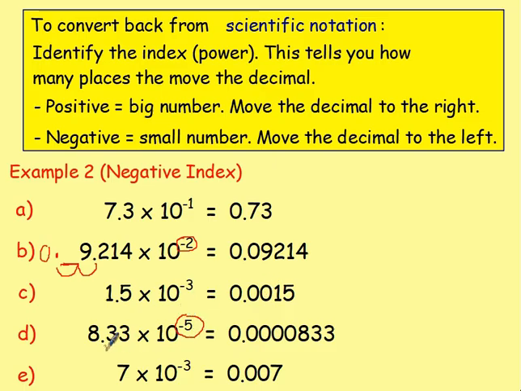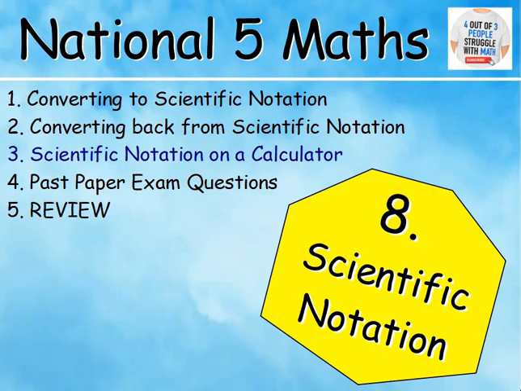You can see that for every single one of these. The -5 meant we moved the decimal back 1, 2, 3, 4, 5 places. So we had 0 point. And then because we had these 1, 2, 3, 4 spaces, we filled in 4 zeros before writing the 8, the 3 and the 3. We had more questions on that, which again, you were brilliant at.